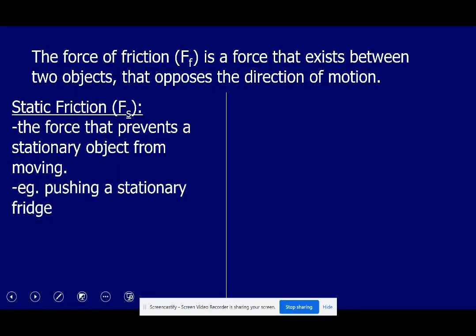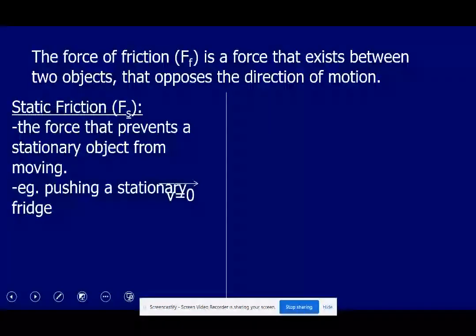Like if you're trying to push a refrigerator, you're going to be pushing with some sort of applied force. And if it doesn't move, then you've got this static friction that's holding it back. Static friction holding it back.